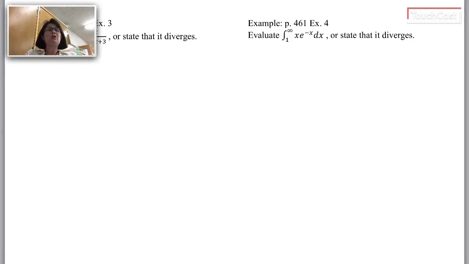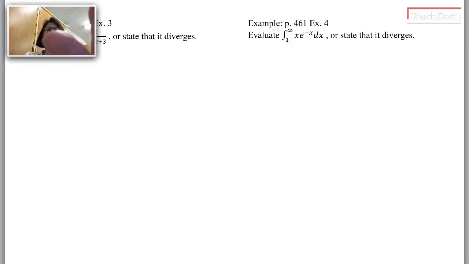So I see now that I've chosen 3 examples in a row where the upper limit was infinity. It might have been good if I'd chosen one where the lower limit was negative infinity, but I think you'll be able to catch on to the idea. We're going to have to replace this upper limit with a variable and then try to evaluate the limit as that upper limit variable goes toward infinity.